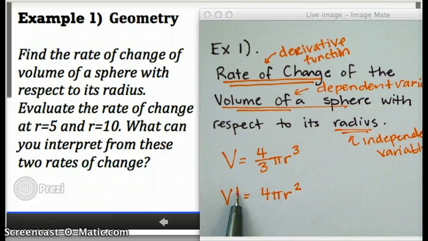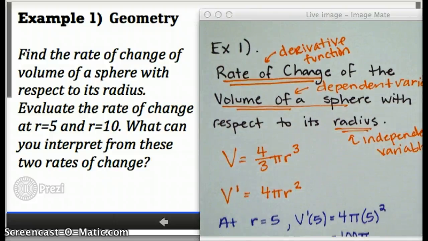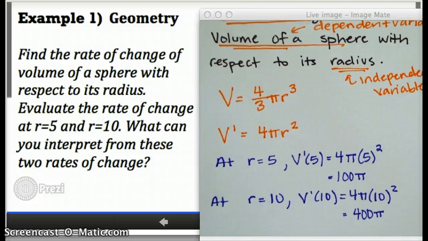And that's the derivative of volume, which is the rate of change of volume. Then to finish the problem, it says evaluate this rate of change at 5 as a radius and 10 as a radius. To do that, I just plug in 5 and 10 to the derivative function. At 5, we end up with a rate of change of 100 pi. And the units are a little tricky here.